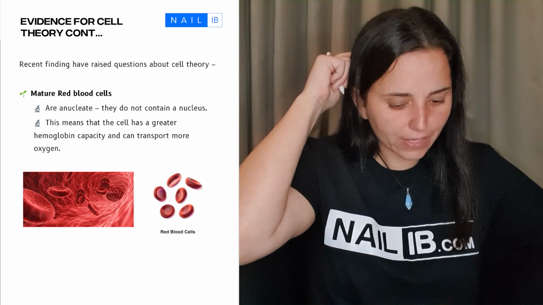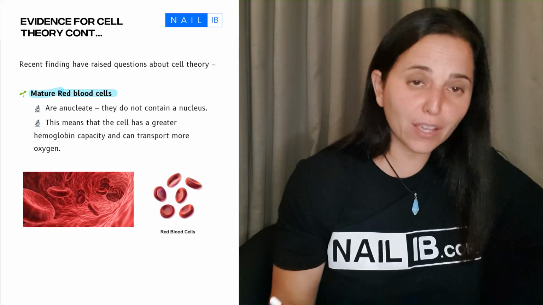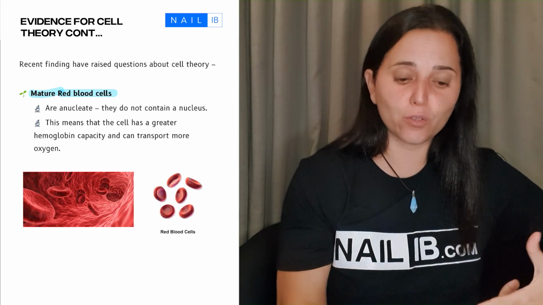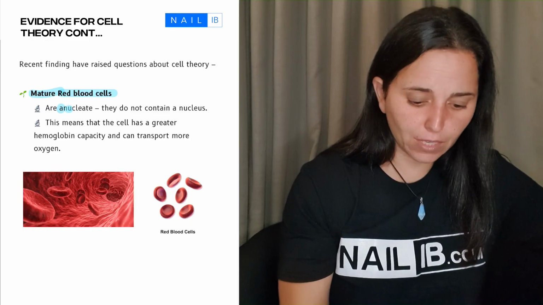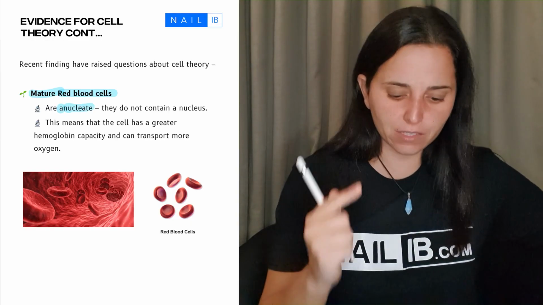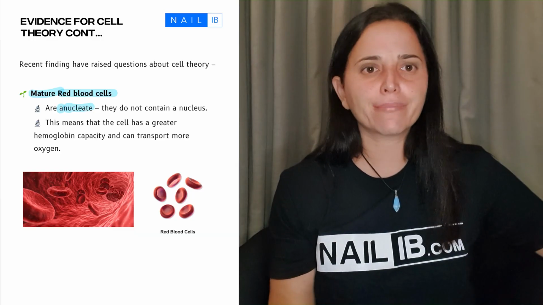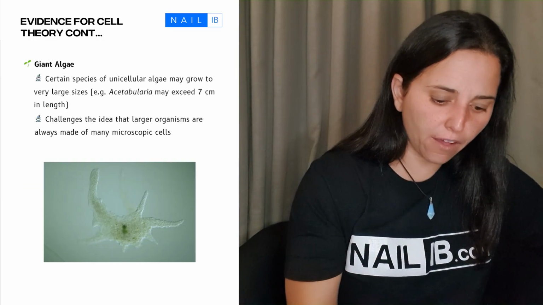Another one we were talking about here is the red blood cells. Now, the red blood cells are the opposite of the striated muscles. They're anucleated. A means no nucleus. They don't have a nucleus, but somehow they're still traveling through your blood and they're still carrying your oxygen. Another example of an exception.